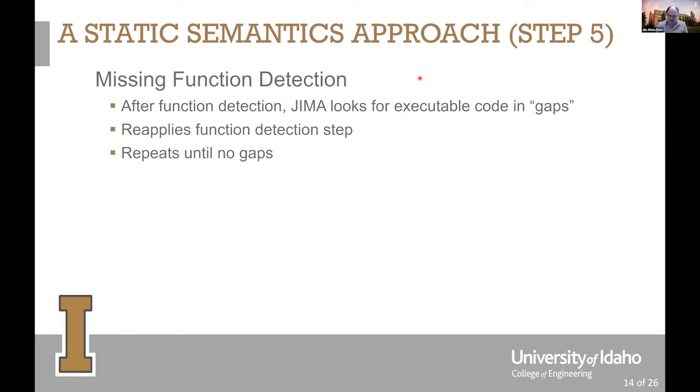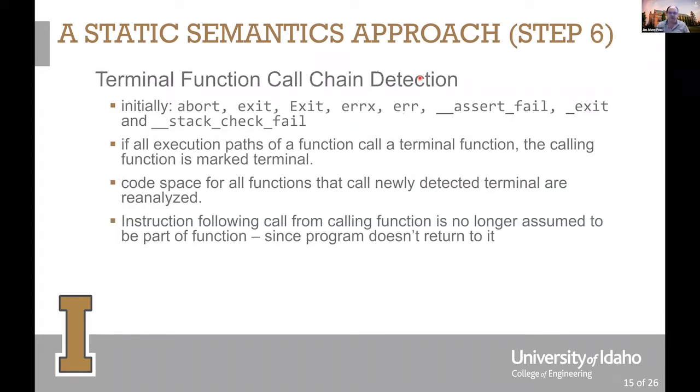We've done all this type of analysis. How do we do the terminal function calls? Well, we know certain system calls in the GCC standard library are terminal. So we hard code those in. And then everything else, like I said, if all execution paths of a function call one of these terminals, the calling function is marked as terminal. We throw that whole function that we analyzed back into the unknown space and reanalyze it to maybe see if we had combined too much. Because without doing this, we would sometimes combine multiple functions together into a single one, thinking it was a single one, because we didn't realize the control flow stopped.